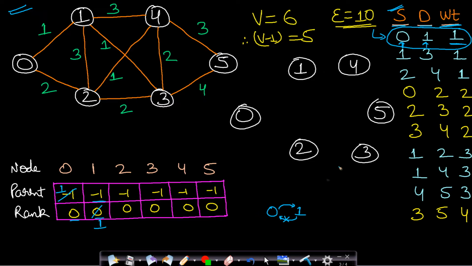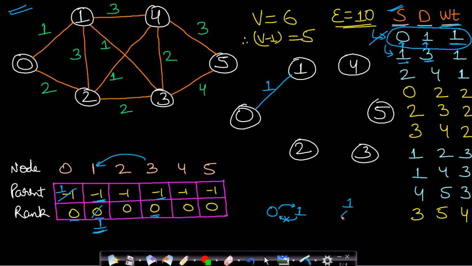Now this edge of weight 1 has been included. Now we will process the second edge, which is from 1 to 3 with weight 1. We will find the absolute parent of 1. This is 1 itself, because the value of its parent is -1. The absolute parent of 3 is also -1. So -1 indicates that the current node is the absolute parent of its own set. Since they have different absolute parents, we can join them. The rank of 1 is 1 and the rank of 3 is 0, so 3 must point to 1, because the rank of 3 is lower.